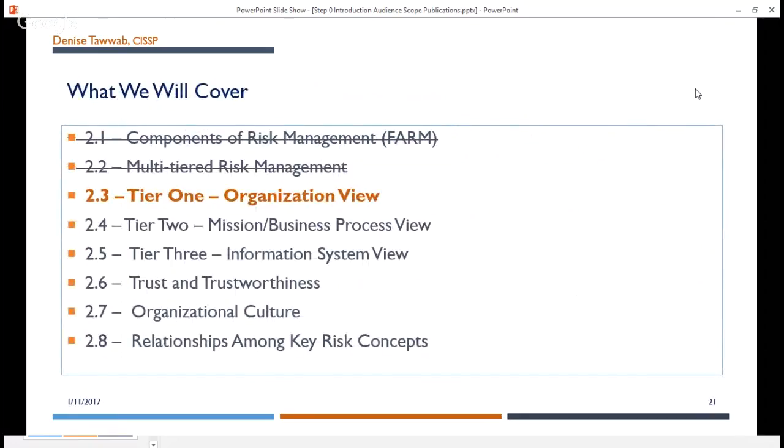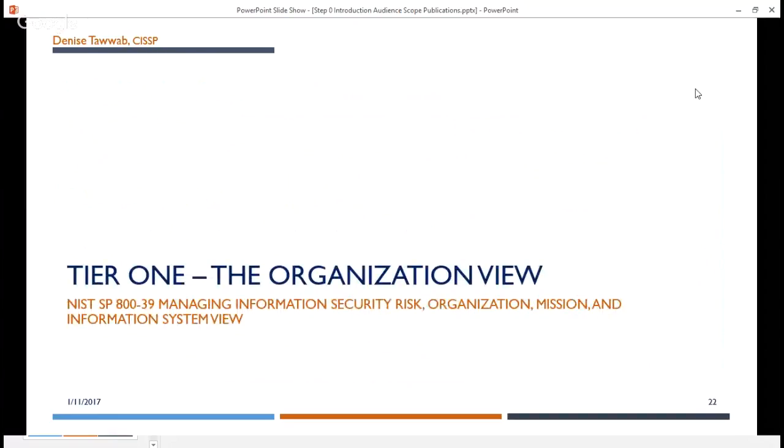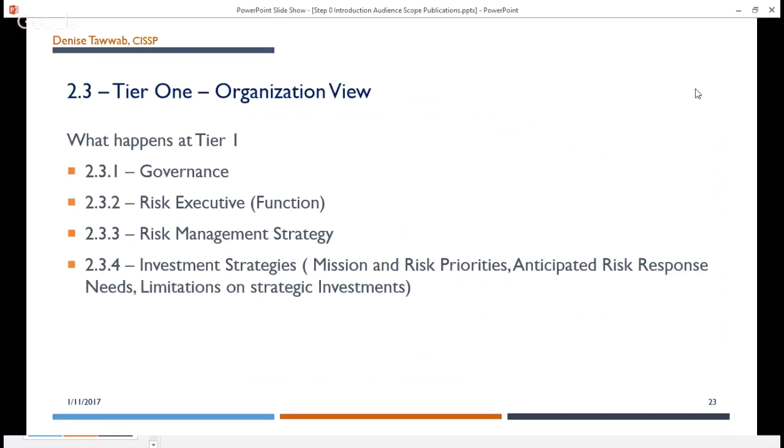So let's go into tier one and see what happens at tier one. Tier one is the organization view. What happens at tier one is governance, the risk executive function, the risk management strategy, and investment strategies.